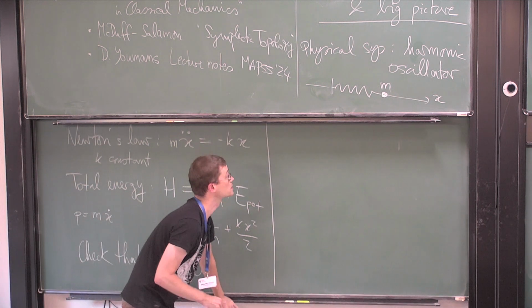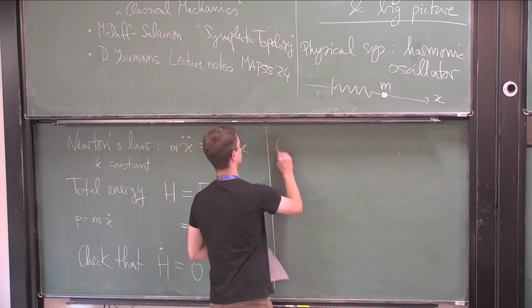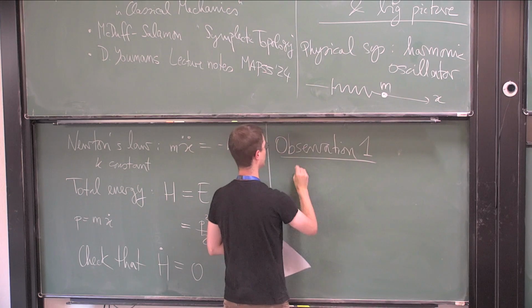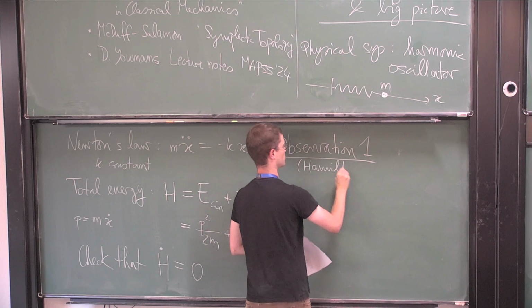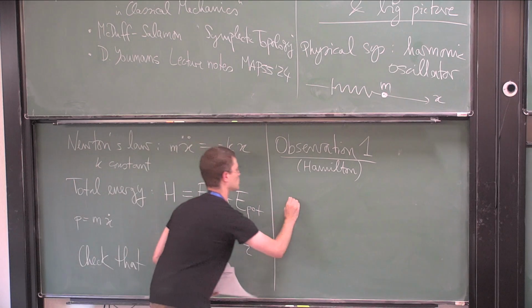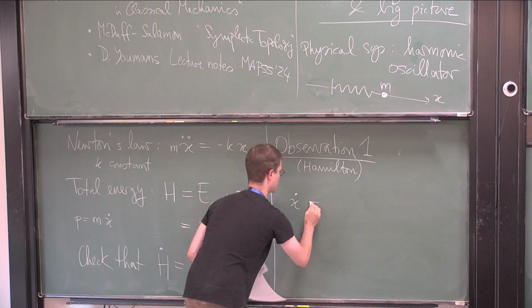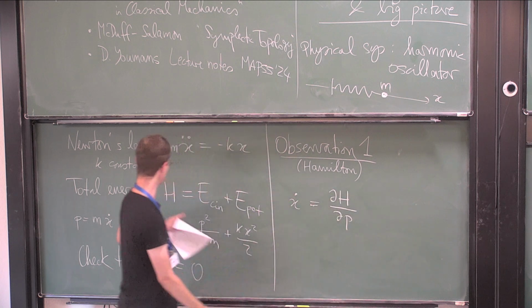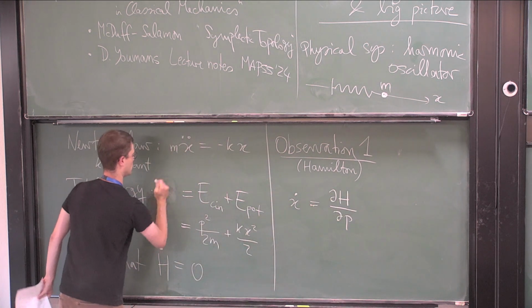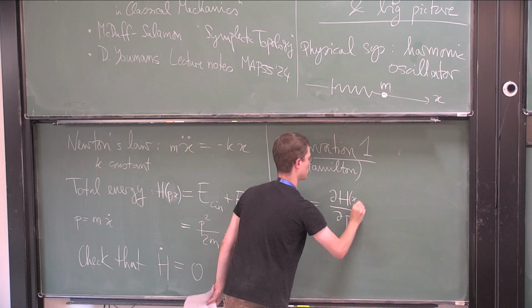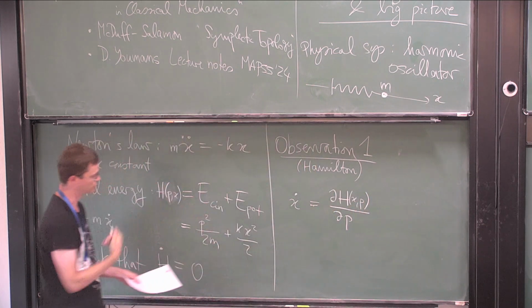And then the first observation, let's say the non-trivial observation, I would attribute it to Hamilton, but I'm not sure if this is historically exact, is the following. You can rewrite Newton's law in a certain way. If you compute x dot, this is given by the partial derivative of H with respect to p. So we really treat H as a function of the variables p and x, and you partially differentiate it with respect to p.